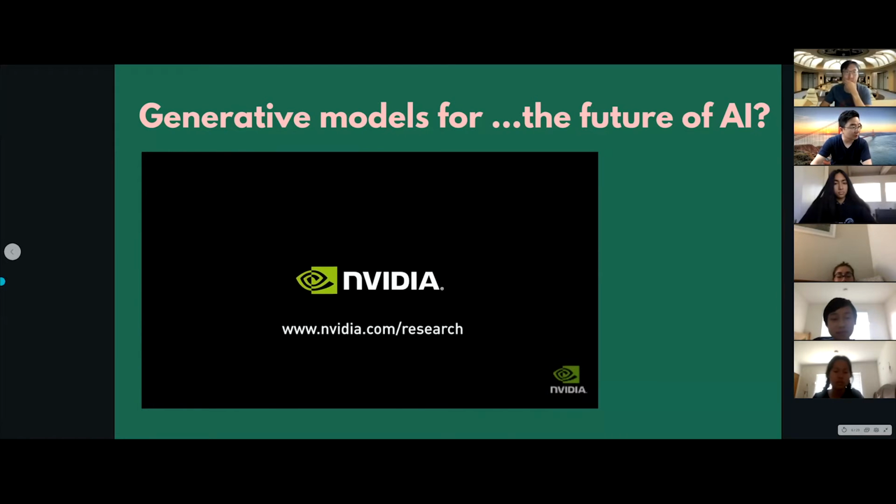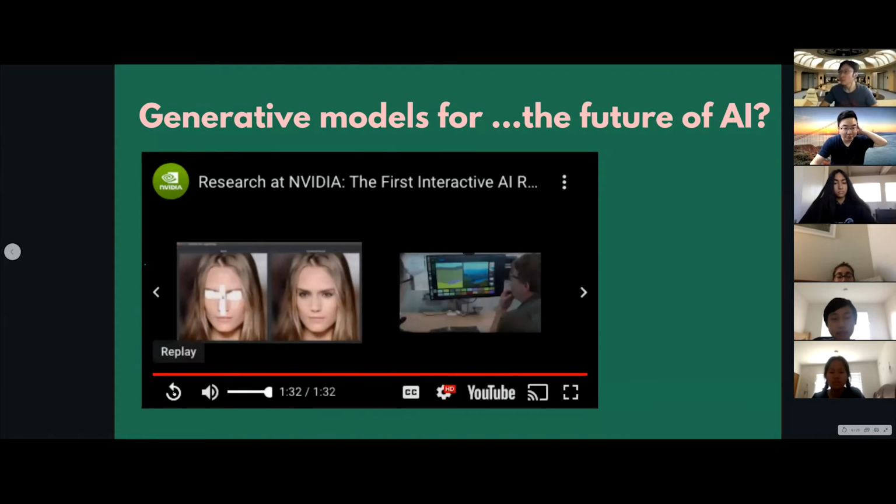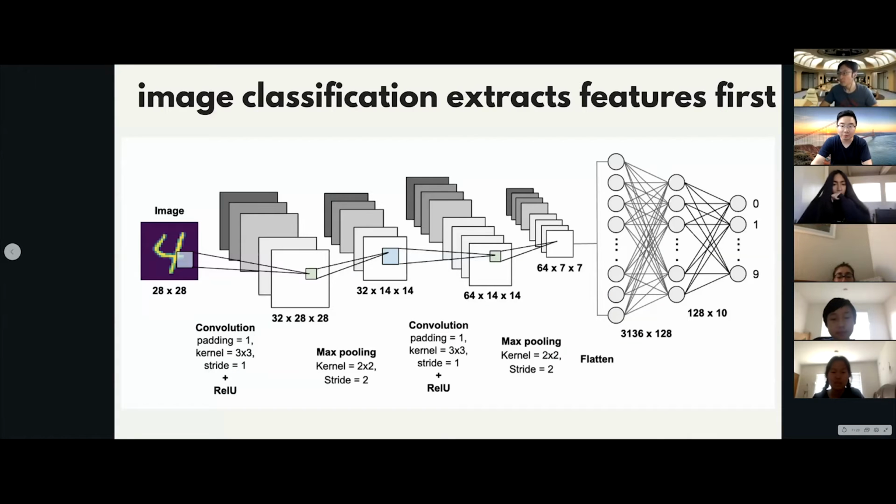That's pretty amazing stuff, right? Okay, so let's learn, for example, how do we generate images? Have you seen this image before? Image classification, right? We extract features first. You see all these conv-nets, right?